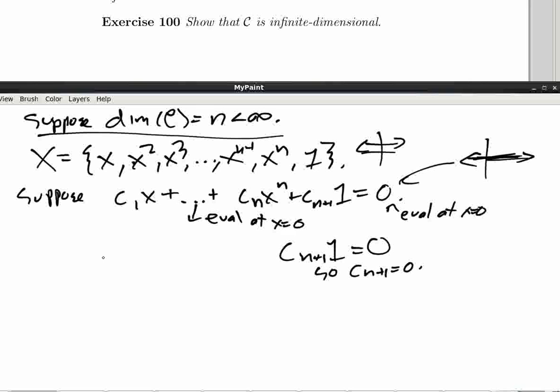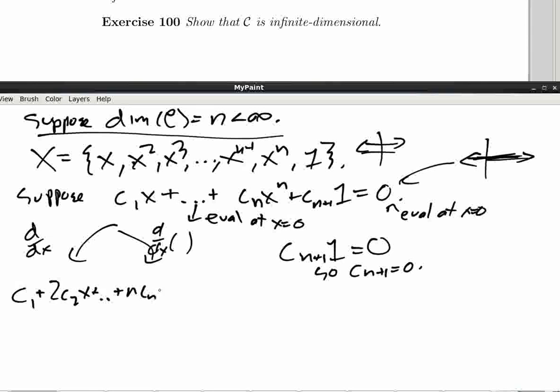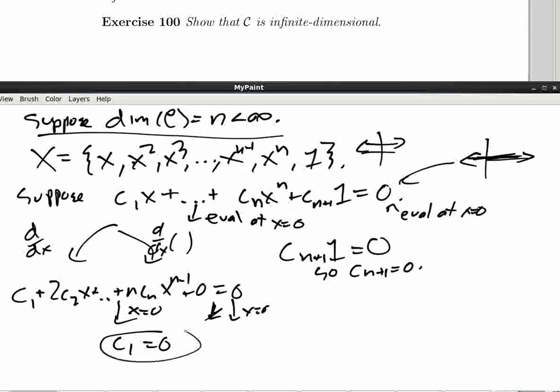Great. What I can do then is, both sides of this equation are differentiable. So if I apply the derivative to both sides, I get c1 plus 2c2 x plus and so on, plus n cn x to the n minus 1 plus 0 equals the derivative of 0, which is 0. Now I can evaluate both sides at x equals 0 again. And now it'll give me c1 on that side, and 0 on the other. So c1 has to equal 0.